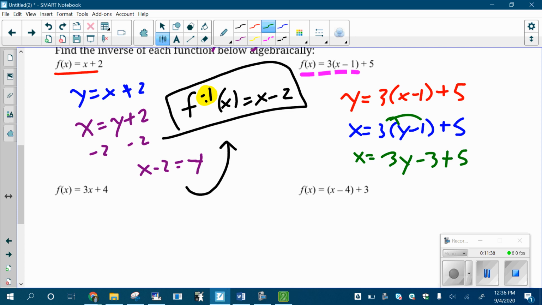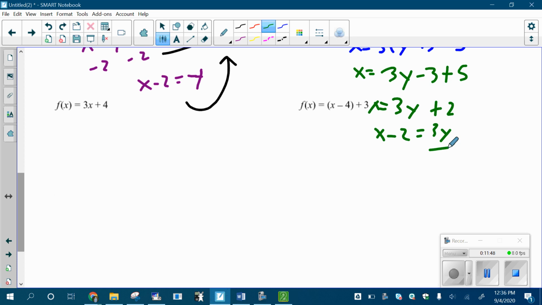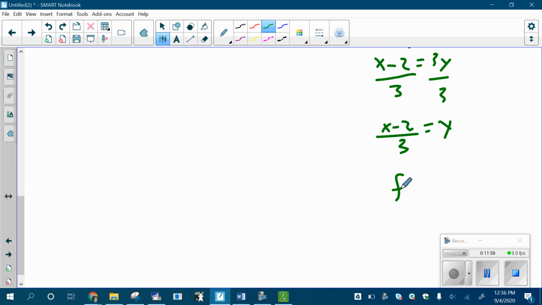Well, that's -3 plus 5. That's just plus 2. Trying to get the y by itself. I'm going to subtract the 2. And lastly, I'm going to divide both sides by 3. There. There's my inverse function. It'd be nice to write it in that fancy little inverse notation.